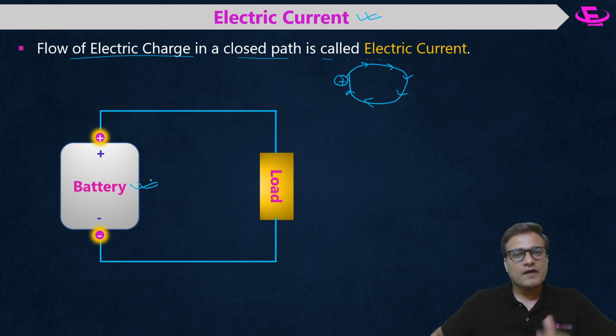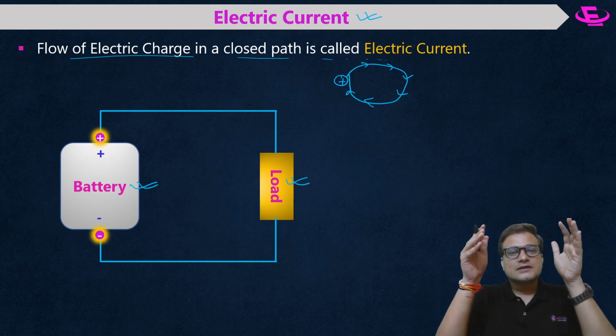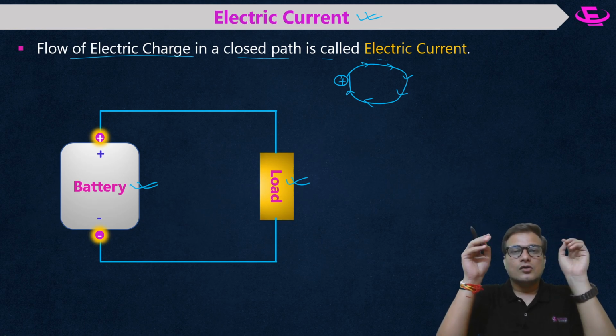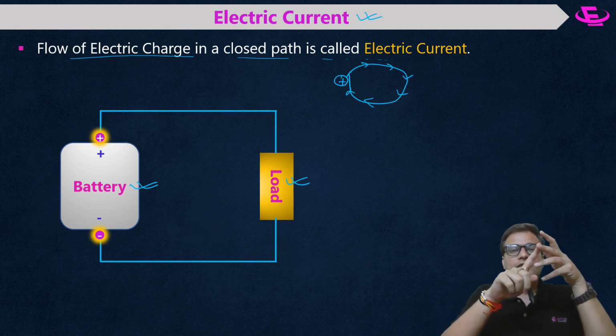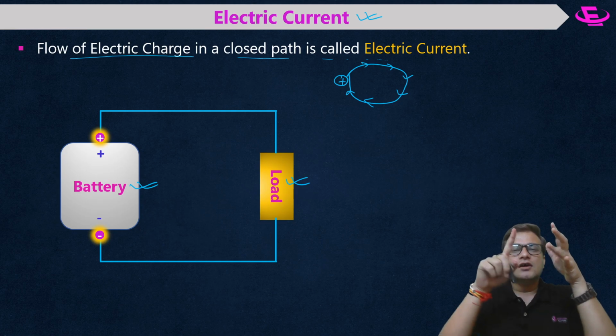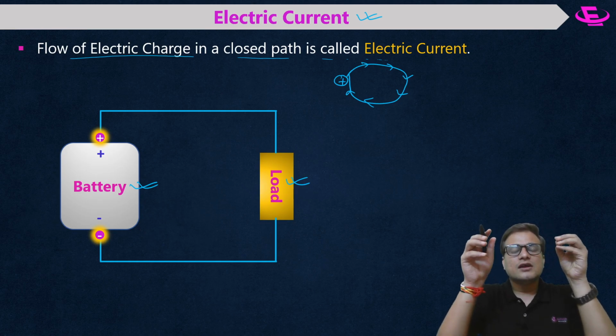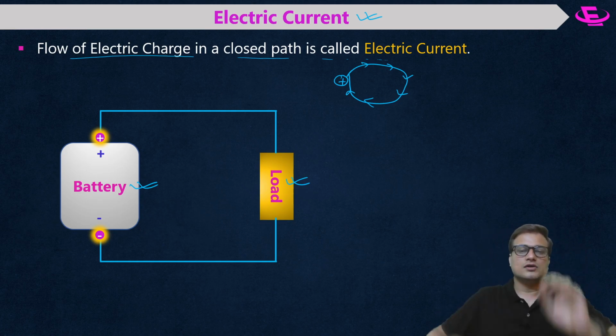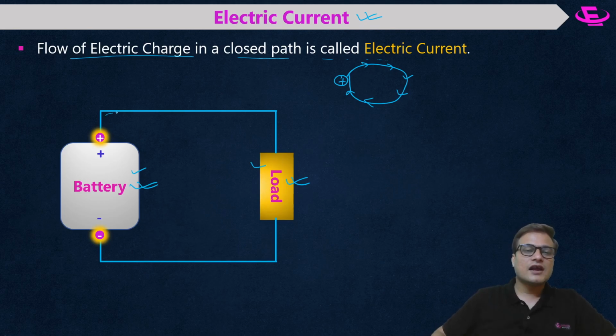You are very familiar with battery. Everybody has seen battery at their home. Now you have a load. What is the meaning of load? All the electrical appliances are called load. Whether you have bulb, TV, fridge, heater, fan, all are nothing but electrical load. Clear? This is battery, this is load. Now this is connected with the help of wire.